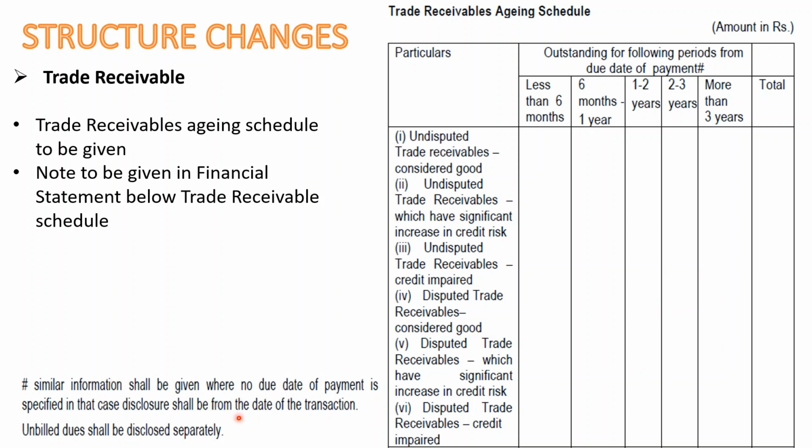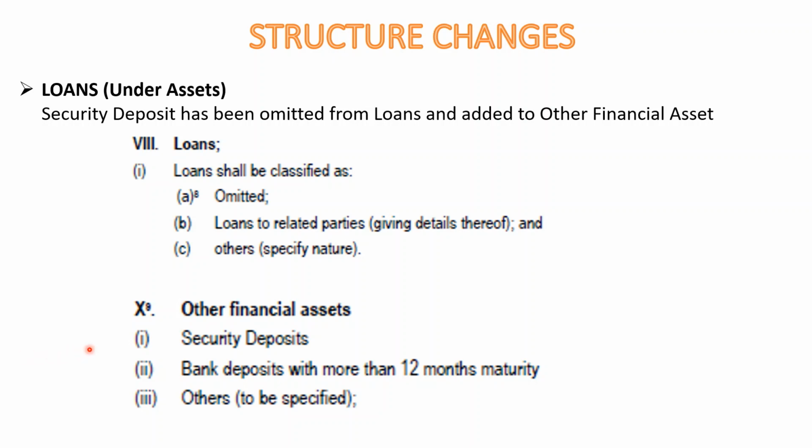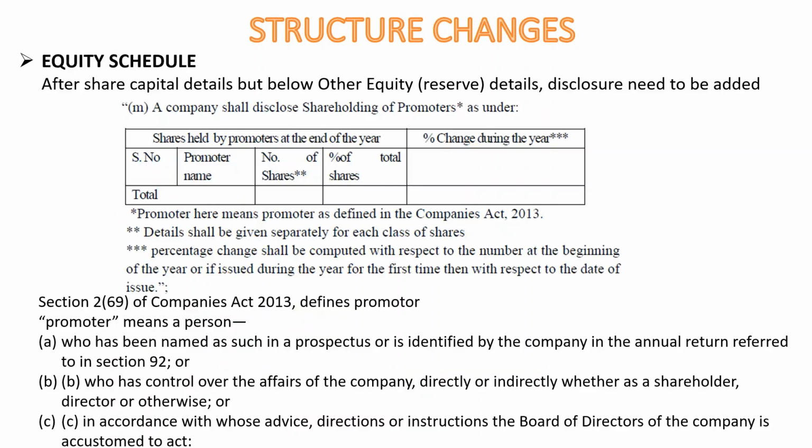Further, if there is no due date of payment, then the schedule has to be given from the date of transaction. Next change relates to security deposit. Security deposit has to be disclosed under other financial assets; before, it was disclosed under loans. In the equity schedule, disclosure regarding promoters needs to be given. Promoter has a wide meaning as per Section 2(69) of the Companies Act 2013.